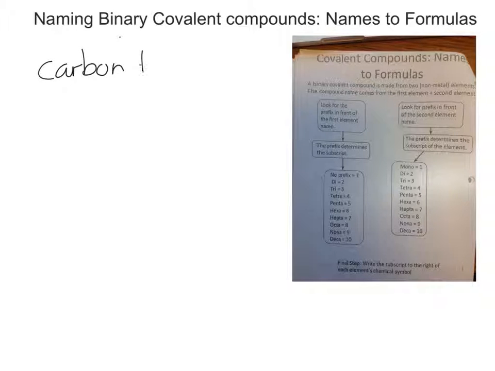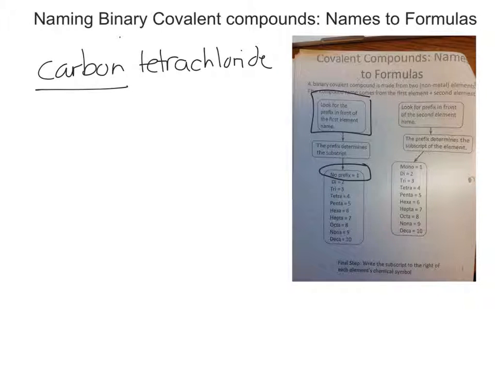We're going to treat each word as a separate element. So the first word we're looking at is going to be carbon. There is no prefix in front of carbon, so that means there's just one atom of carbon. In front of the chloride, we've got a tetra, which means that there should be 4 chlorines, so we'll write that as Cl with a 4 subscript. Now when we write chemical formulas, we never include a 1 subscript, so the final answer for this is going to be CCl4.